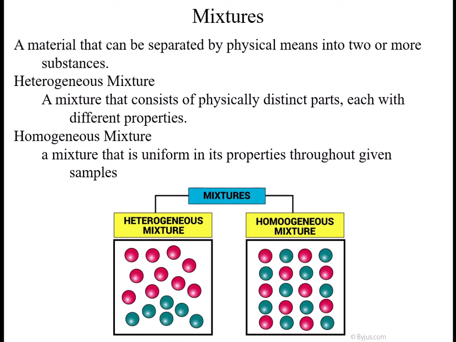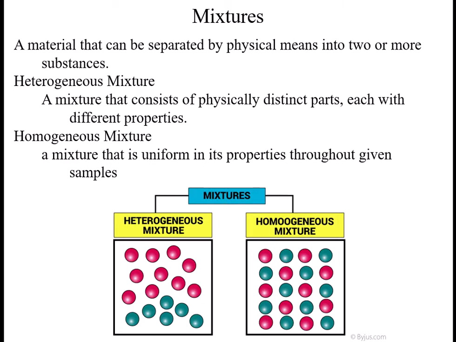Now, so that's compounds. Now we get into mixtures, okay? A mixture is a material that can be separated by physical means. So a compound cannot be separated by physical means, only by chemical changes, whereas a mixture is by physical processes, okay? And then there's 2 divisions of that.